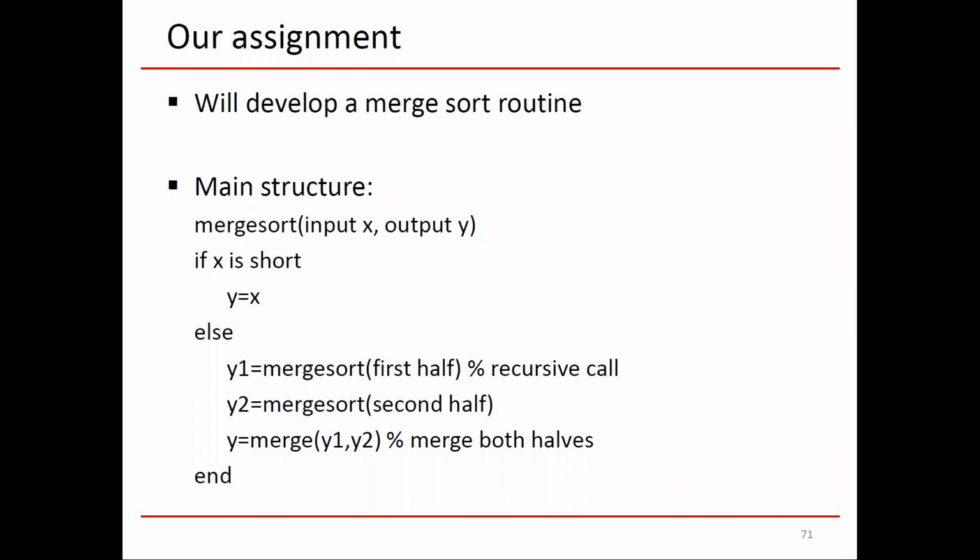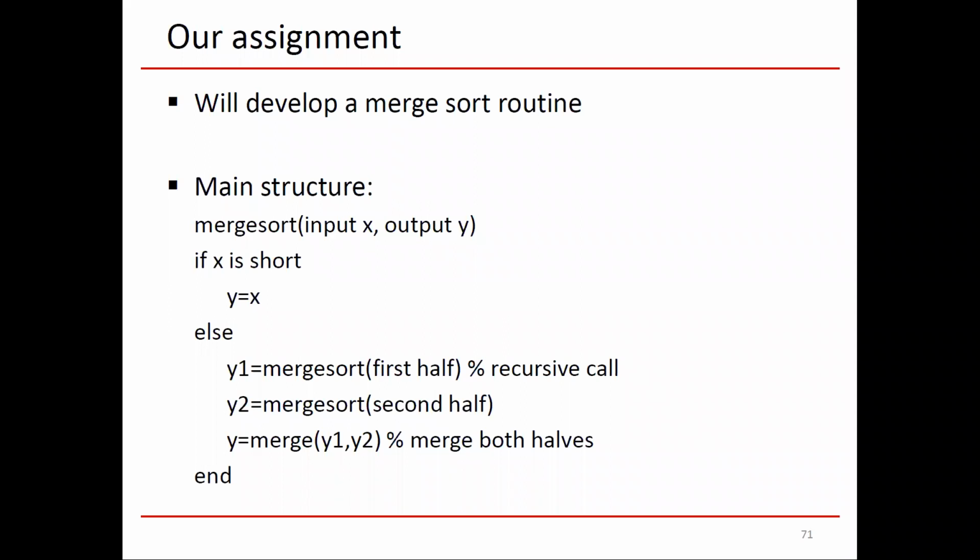So imagine that we have this assignment that we're going to develop a merge sort routine, and we're not going to do this. I'm just pointing out that the code is already on the course webpage, both in Matlab and Python. And our main structure is as follows. We have the merge sort routine where the input is X and the output is Y. I'm using pseudocode here. If X is short, then well, if it's of length 1, then the output is equal to X itself. Or maybe it's of length 2, then we output the minimum of X followed by the maximum of X.